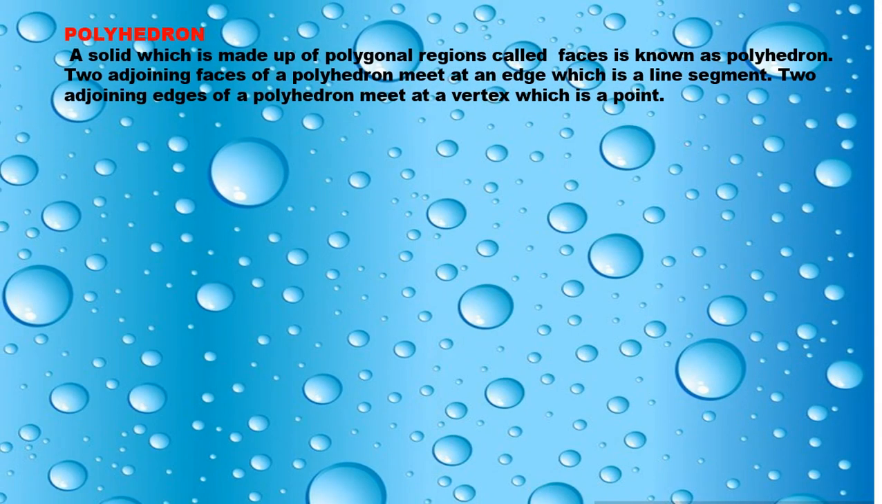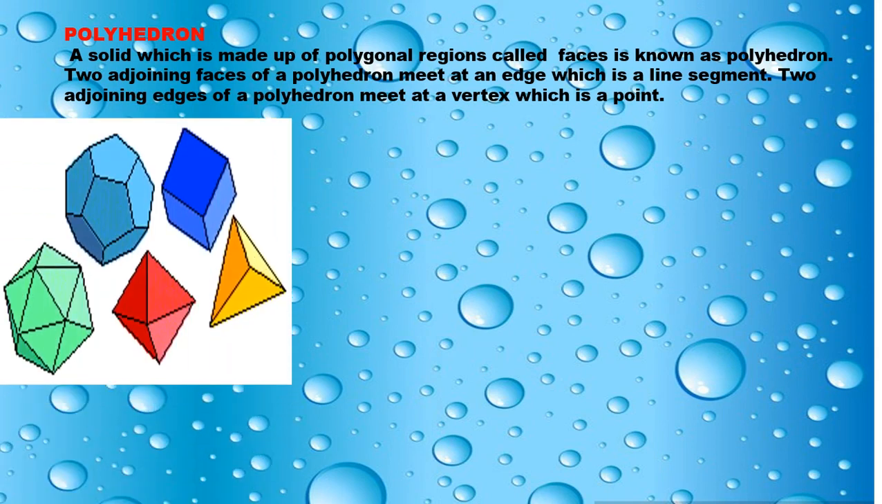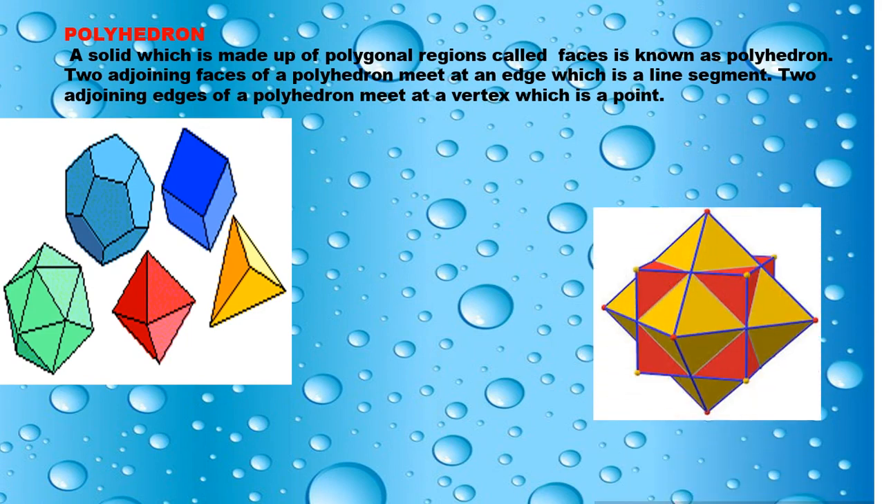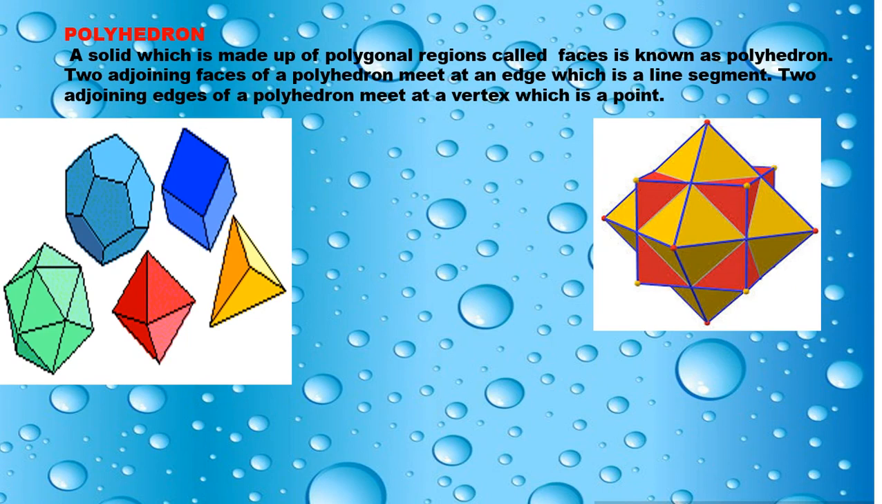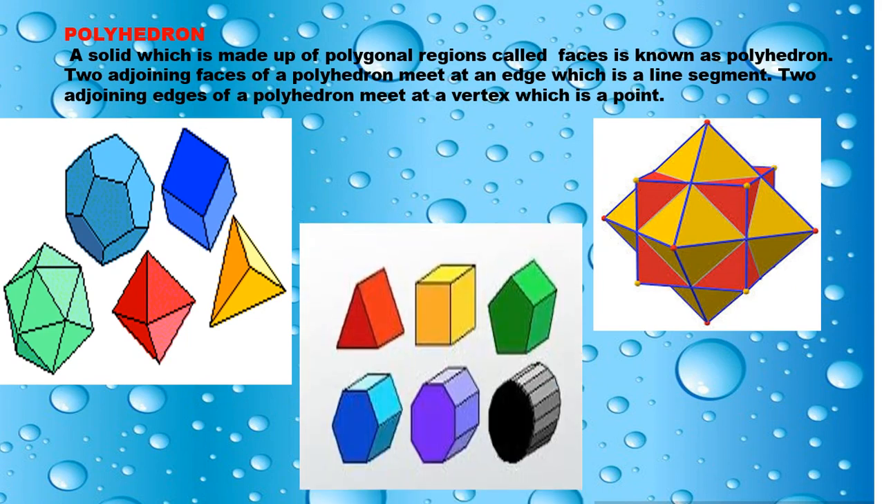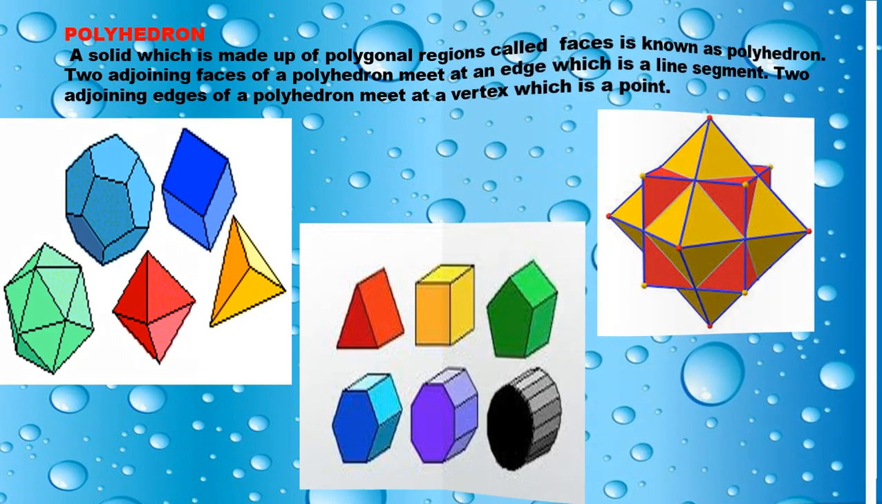A solid which is made up of polygonal regions called faces is known as a polyhedron. Two adjoining faces of a polyhedron meet at an edge, which is a line segment. Two adjoining edges of a polyhedron meet at a vertex, which is a point. So clearly we can understand by these images that all these are polyhedrons and they have vertices, faces and edges also.